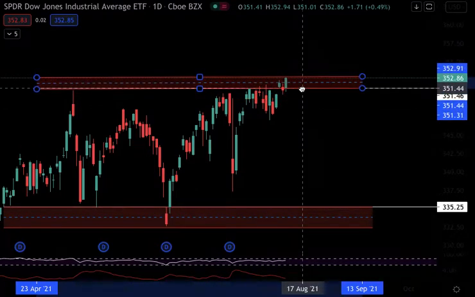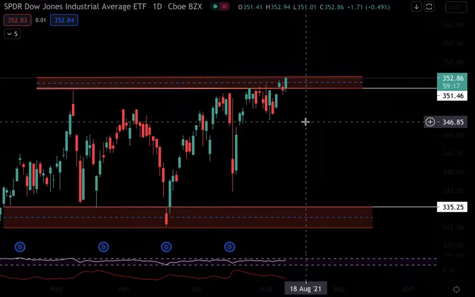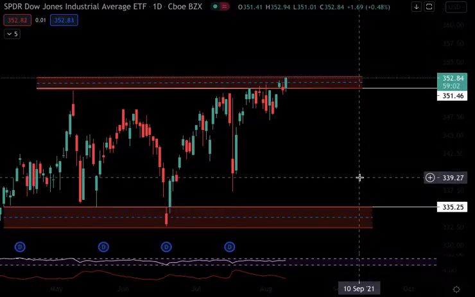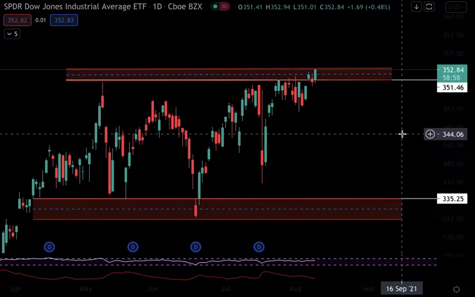Okay, so that's why it's important for us to understand where our areas of liquidity are, where our fellow retail traders are setting their stop losses. Remember, when it comes to retail traders, there is a 90 to 95% failure rate. Okay, so we do not want to follow our fellow retail traders. That's the dumb money. No offense, guys. We want to follow the smart money.